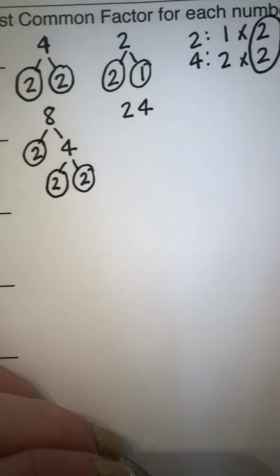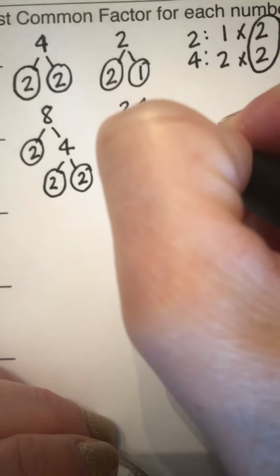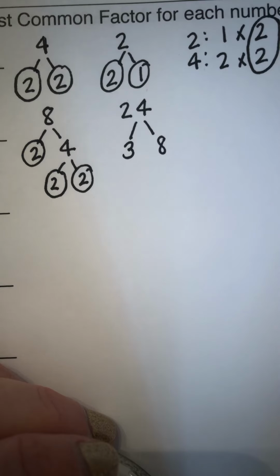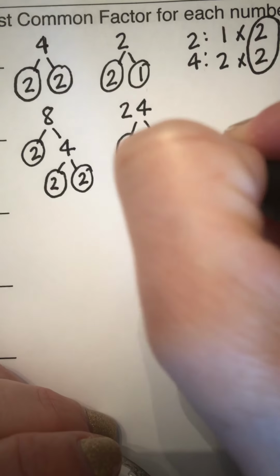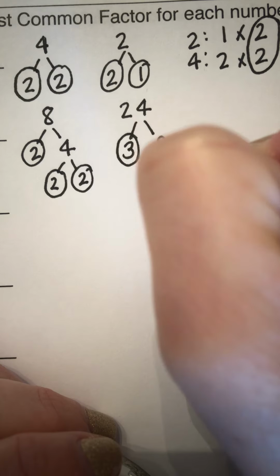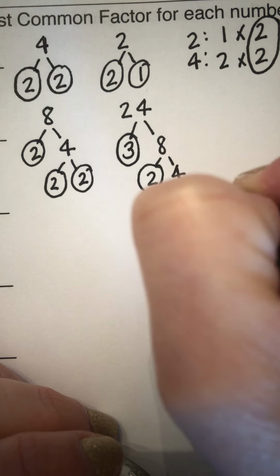All right, if you look at 24, we have 3 times 8. And you could have picked 12 times 2, 6 times 4. I just picked 3 times 8. And then 3 is prime. And then for 8, you have 2 times 4. 2 is prime. And for 4, you have 2 times 2.